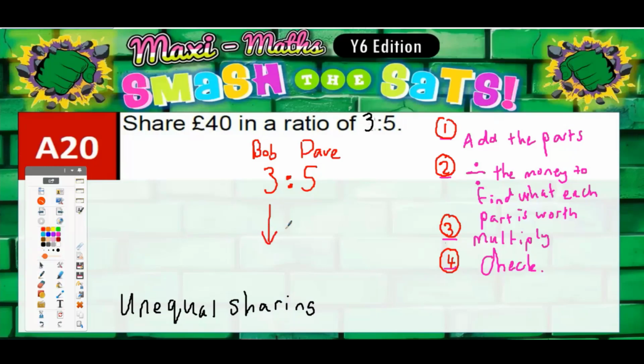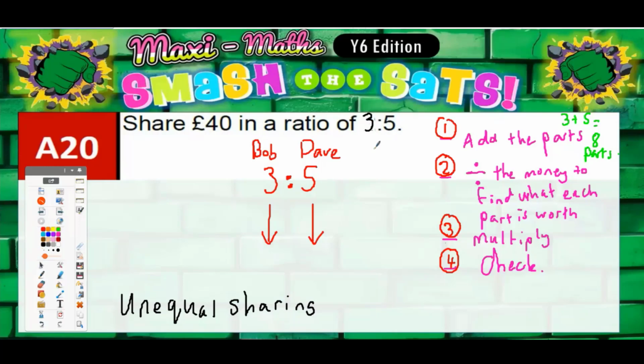So we write the ratio out. We drop an arrow off both numbers in the ratio, and then we follow these steps. Step 1, add the parts. So 3 parts for Bob, 5 parts for Dave. So 3 plus 5 equals 8 parts. So we've got 8 parts.